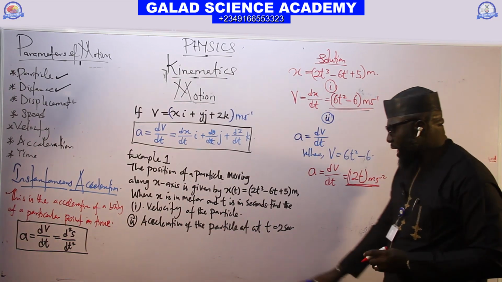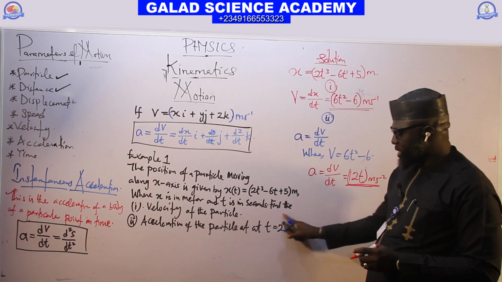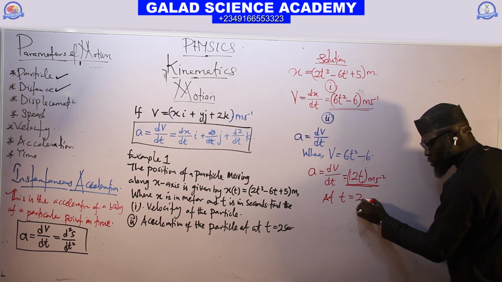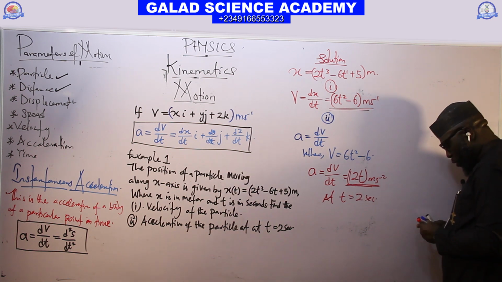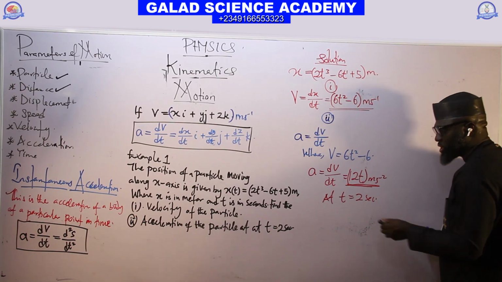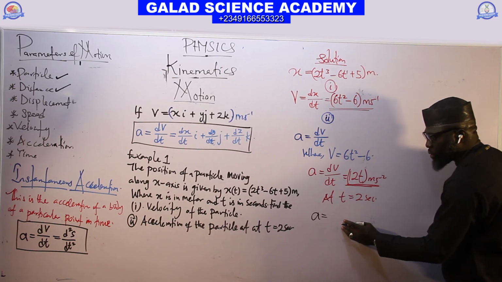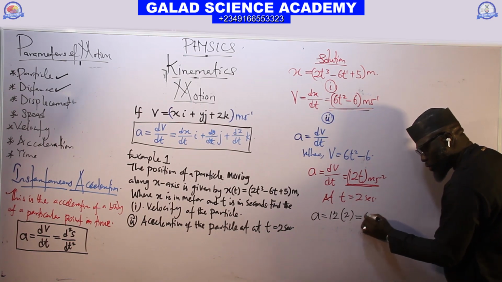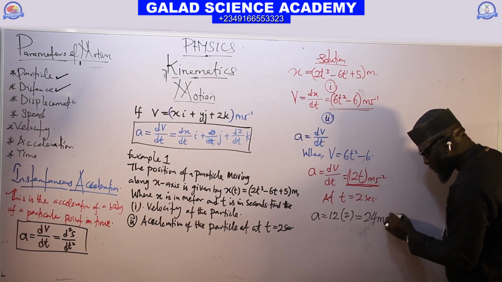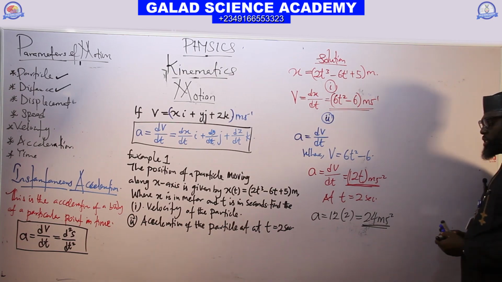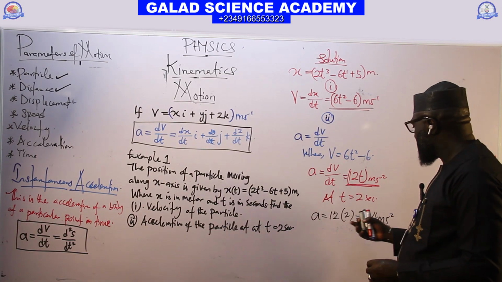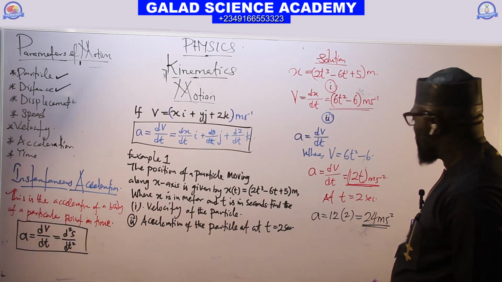But we are given that at a particular instance, t equal to 2 seconds. So our acceleration a should now be equal to 12t, 12 times 2, which is equal to 24 meter per second square. That is the acceleration. Before we move forward, permit me to solve more questions on this.